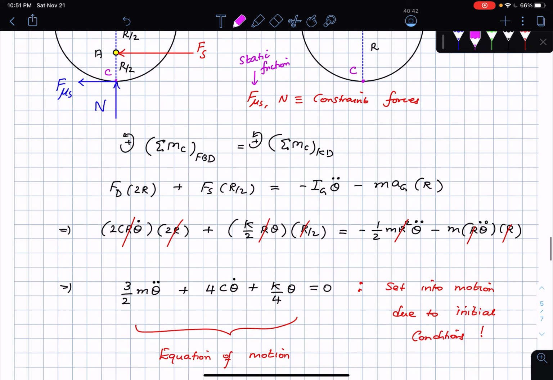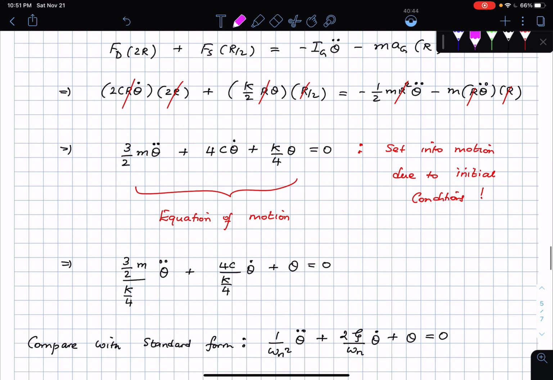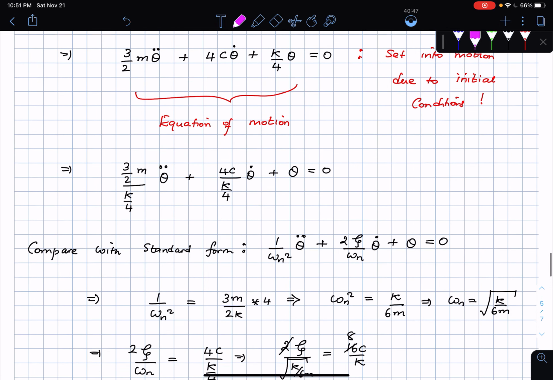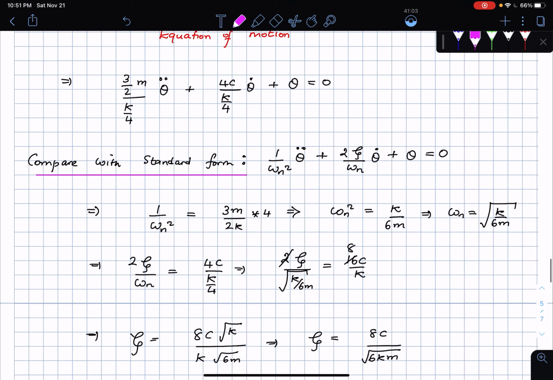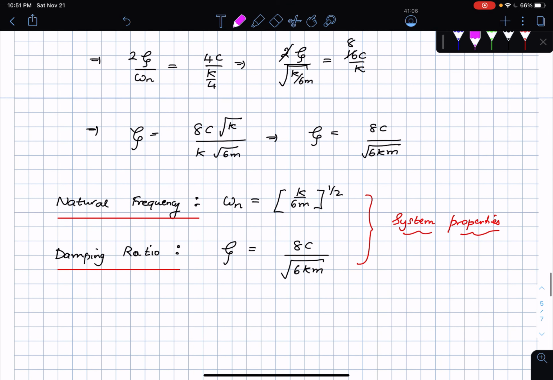Then I go through and obtain the equation of motion. I write it in the standard form. I compare it with the standard form that we typically have seen in the past, and we say that this term here is going to be the same as that particular term. Likewise, this term here is the same as the term that I have written down here. Once I have that, I have the properties of the system, which are the natural frequency and the damping ratio.